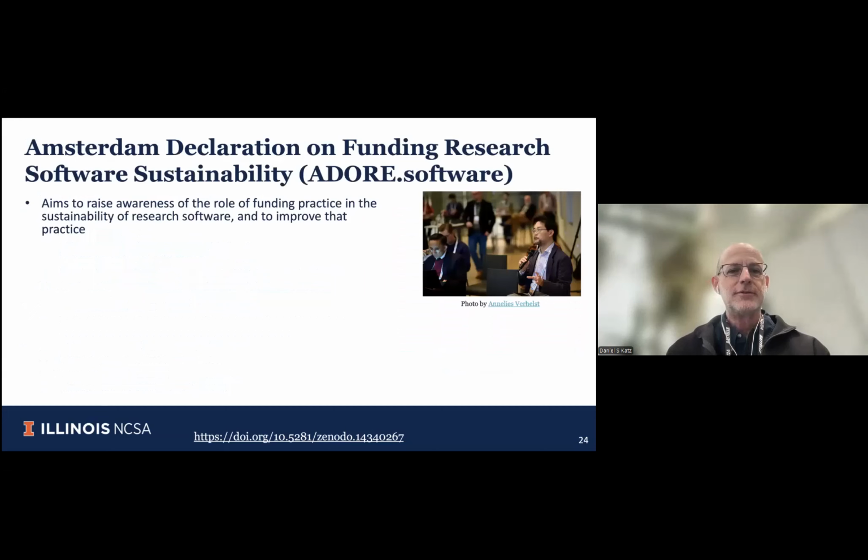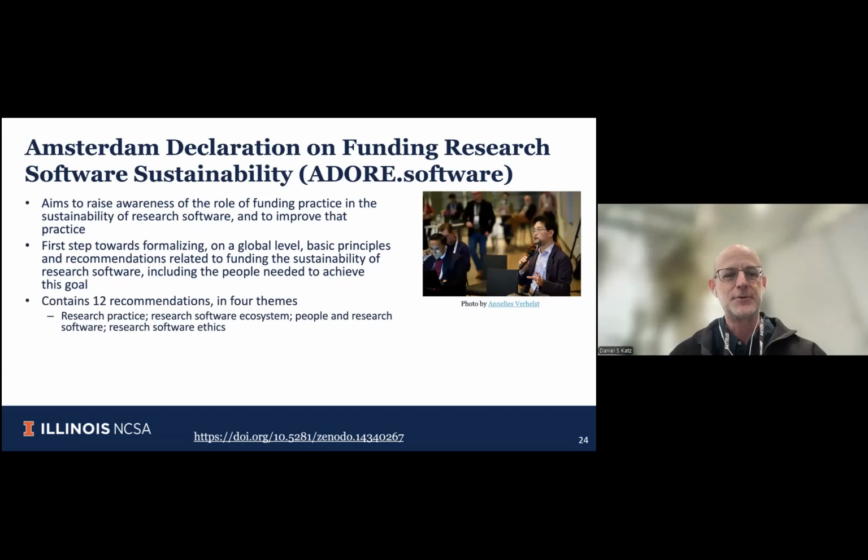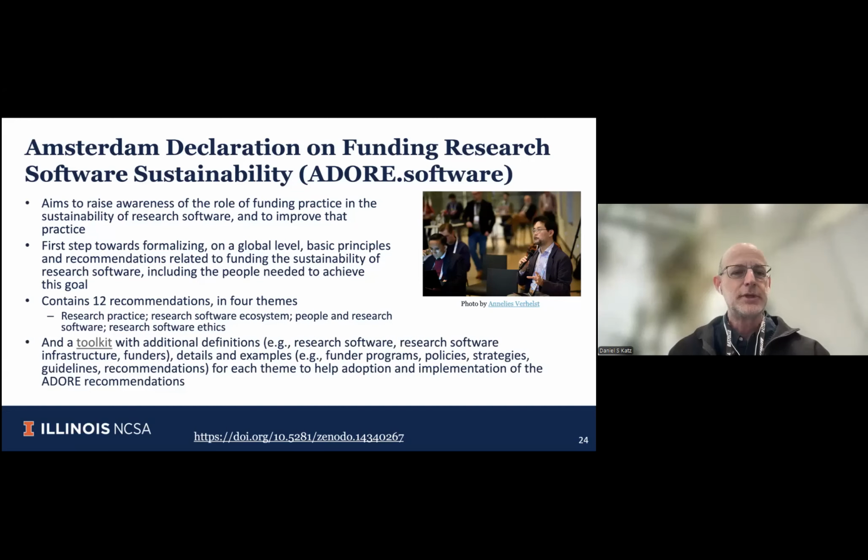The declaration itself then aims to raise awareness of the role of funding practice in the sustainability of research software and to improve it. It's a first step towards formalizing globally basic principles and recommendations related to funding the sustainability of research software, including the aspects around people. It has 12 recommendations and 4 themes. Those 4 themes are research practice, the research software ecosystem, people in research software, and research software ethics. And it also includes a toolkit that has additional definitions, details, and examples for each of the themes that hopefully will help different funders adopt and implement the recommendations.